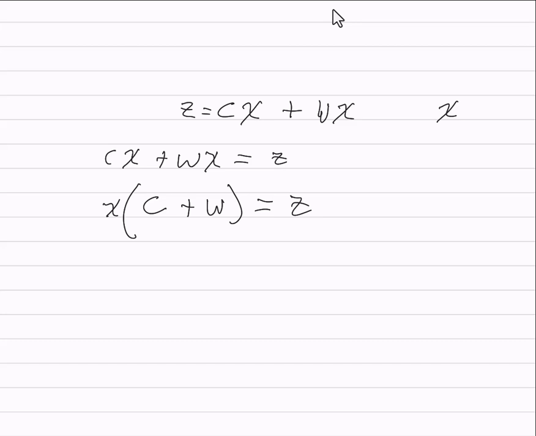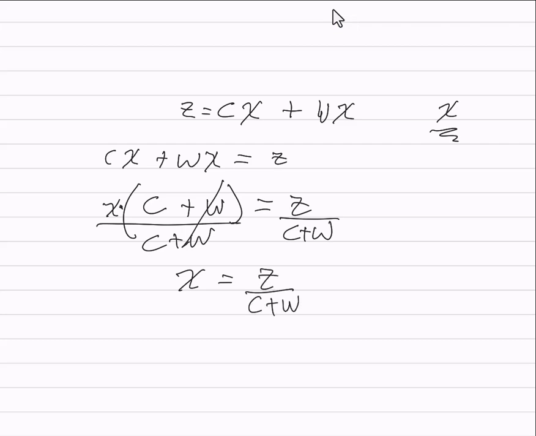Now, we're trying to get x by itself. What's being done to the x? It's being multiplied by c plus w. The opposite of multiplication, or the inverse of multiplication, is division. So I'll divide both sides by c plus w. Those cancel, and I get x equals z over c plus w.